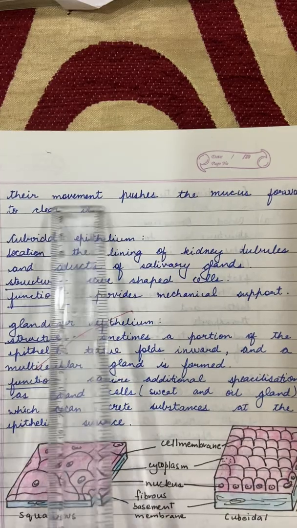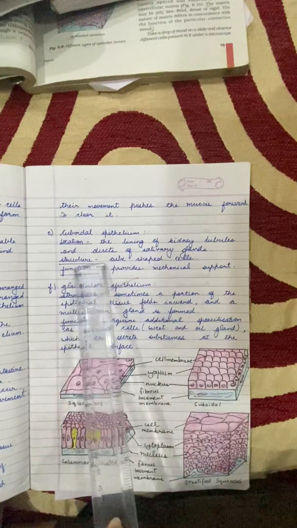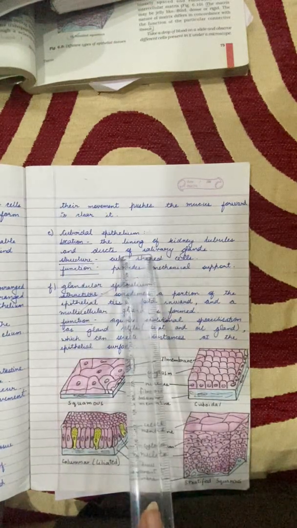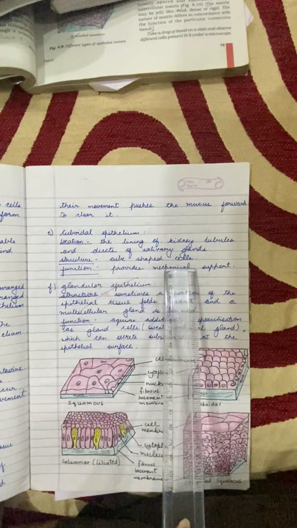So that the respiratory tract is clear. Then next we have the cuboidal epithelium. Now this cuboidal epithelium also, where is it present? It is present in the lining of the kidney tubules and the ducts of the salivary glands, right?